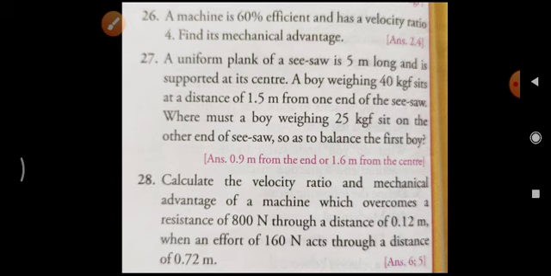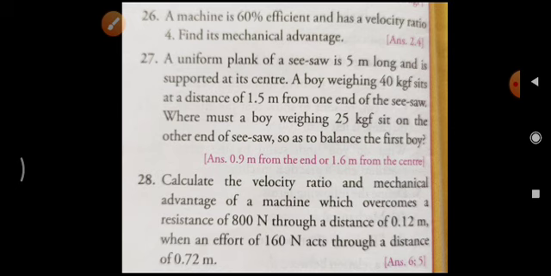We know that velocity ratio is equal to dE divided by dl, that is distance moved by effort divided by distance moved by the load. Okay. So, here what is the distance moved by the effort? After applying the effort, how much distance is it moving? 0.72 meter only. When an effort of 160 Newton acts through a distance of 0.72 meter only. So, distance moved by the effort is equal to 0.72 meter divided by distance moved by the load.